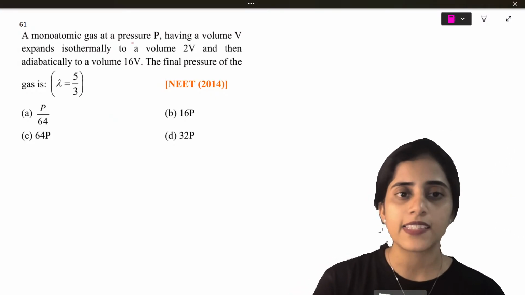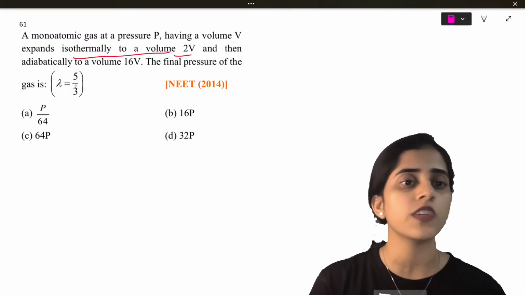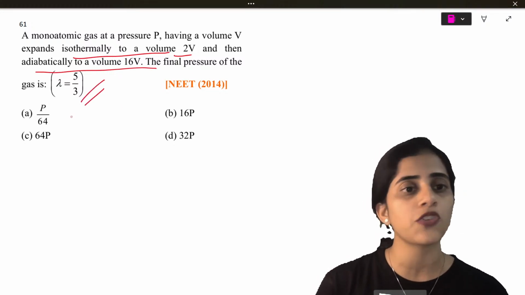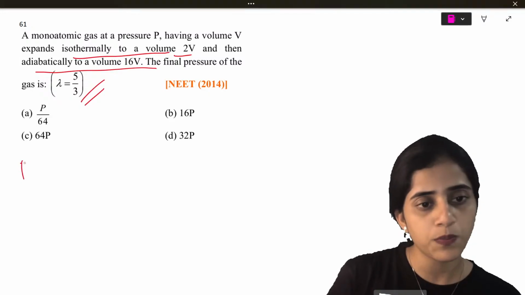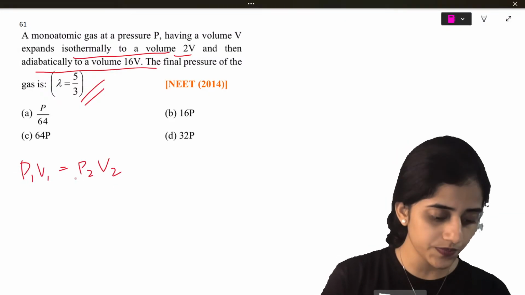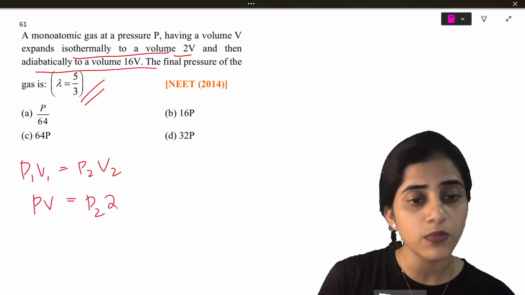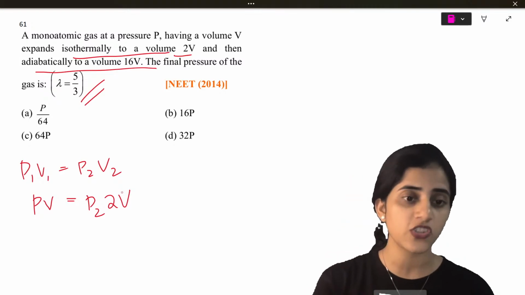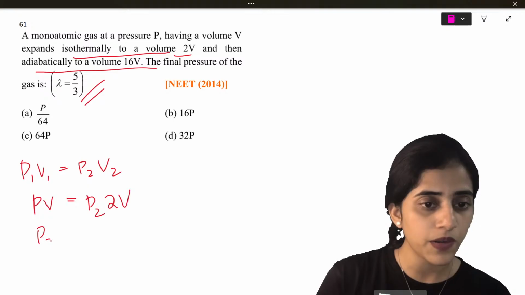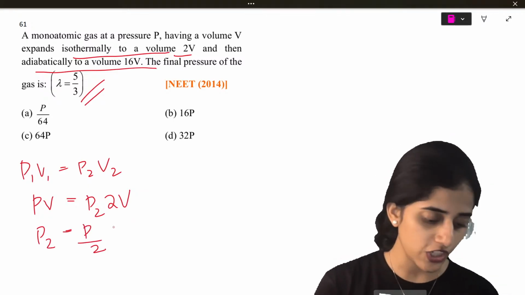A monoatomic gas at a pressure P having a volume V expands isothermally to a volume 2V and then adiabatically to a volume 16V. The final pressure of the gas is? So P1V1 is equal to P2V2. So PV is equal to P2 times 2V. This is given to you in the question. The volume becomes 2 times the initial volume and pressure 2 becomes half of the initial pressure.